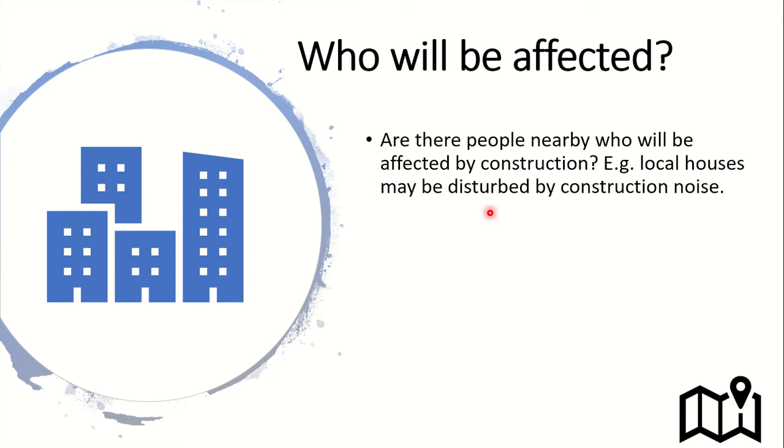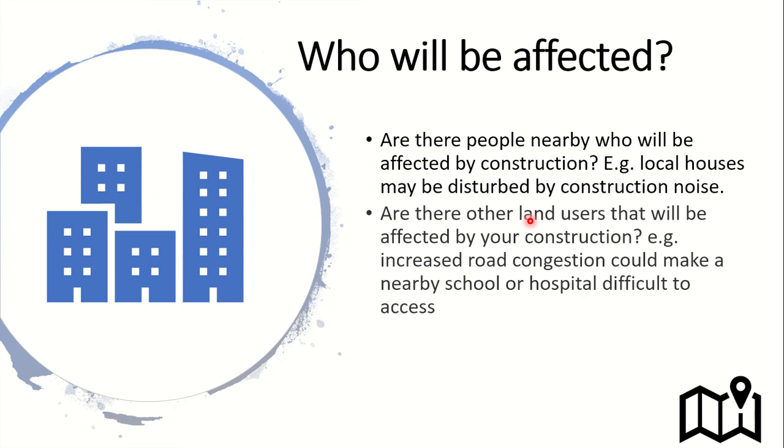Are there people nearby who will be affected by our construction? So for example, local houses near our construction may be disturbed by the construction noise. Maybe there will be other land users that will be affected by our construction. For example, if we build a shopping centre and that means loads of cars come to our area, then local roads are going to get very congested. That's going to make for more air pollution, more car pollution. That's going to mean that nearby schools, hospitals and roads get clogged up and jammed, and nobody wants that. So that's why it would be a bad idea to build your shopping centre right next to a hospital.